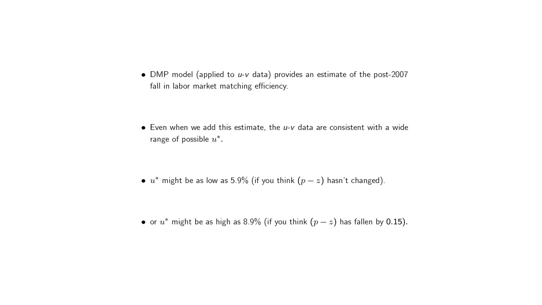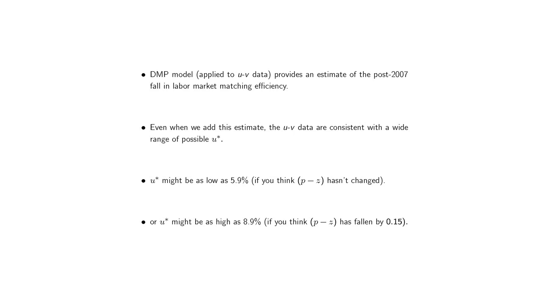But even when you add this estimate, you might think it would tighten things up a little bit on what the natural rate of unemployment is, but it turns out the range of the natural rate is very high. And here's the range. If you think that P minus Z hasn't changed at all, the natural rate might be as low as 5.9%, slightly higher than the 5% we had in 2007. Or the natural rate might be as high as 8.9% if you think that after-tax productivity has fallen by 0.15, or P minus Z has fallen by 0.15. So those are the two scenarios.